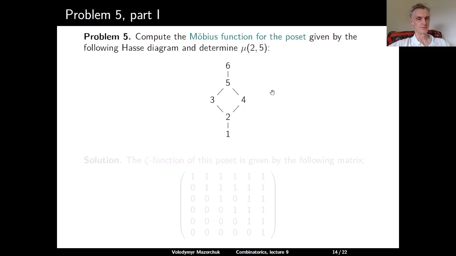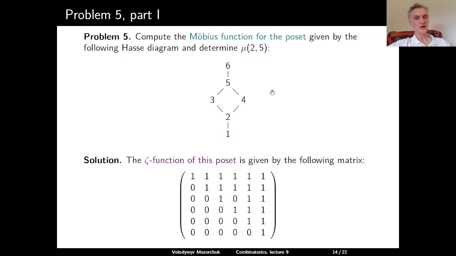That's the Hasse diagram. The zeta function for this poset is given by the following matrix. So we have a 6 times 6 matrix, upper triangular, and the only thing which is not connected in this Hasse diagram is that 4 is not above 3 and 3 is not above 4. So in this matrix, the element in row 3 and column 4 must be 0. And all other upper diagonal elements are 1, and the elements on the diagonal are 1. So that's the zeta function of this poset.